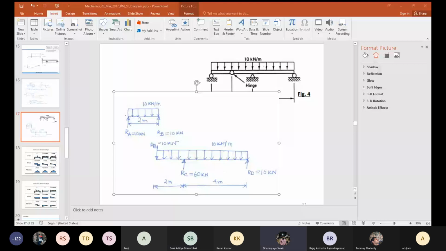Okay, sir. Why so, sir? This is how hinges are designed actually. Okay. So I was saying that if you draw the bending moment diagram of AB and BD individually, the bending moment at B will be 0 for both the cases.